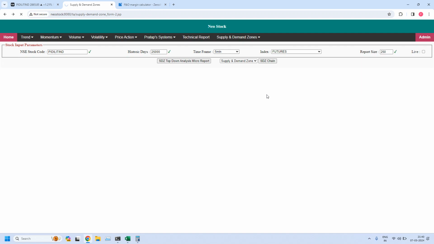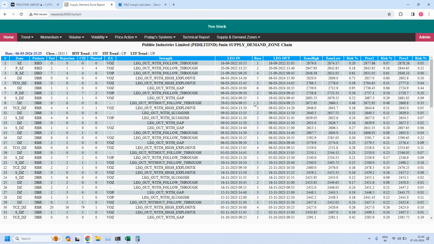I am generating the chain, 5-minute zone chain. See here we have a resistance supply zone, but that is before it is already violated, already tested 7 times. And this is outside the high liquidity.